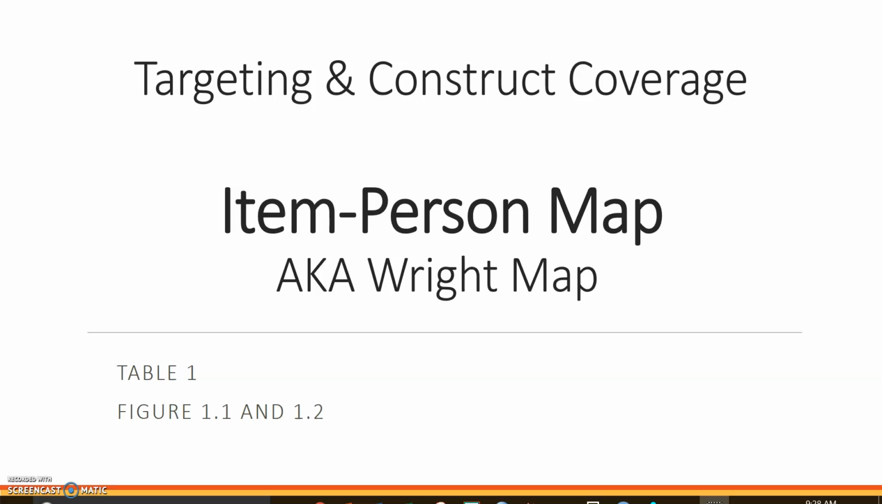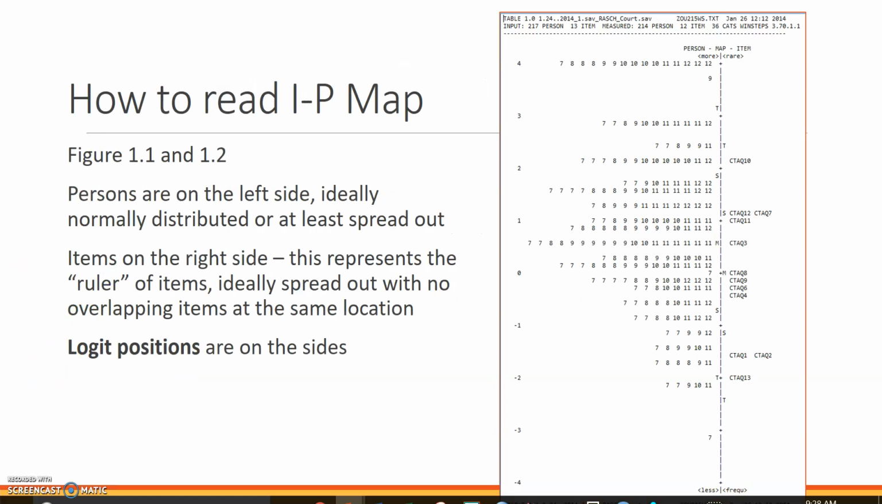This is found in table 1. Specifically, I like to use figures 1.1 and 1.2. So let's look at what we're actually talking about. This is a Wright map.